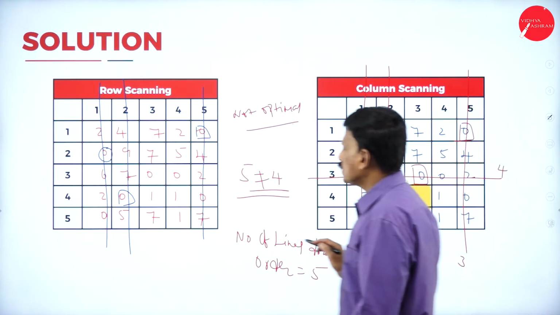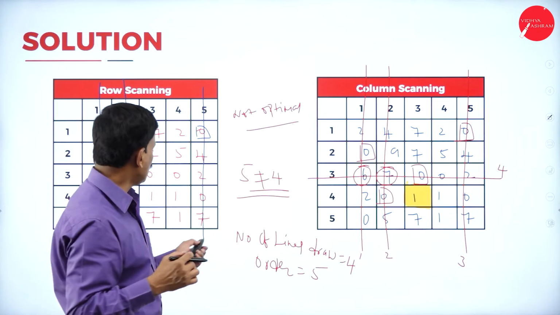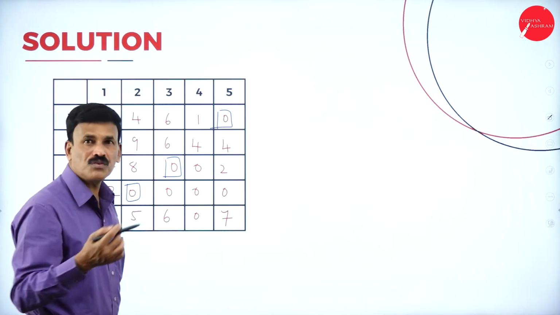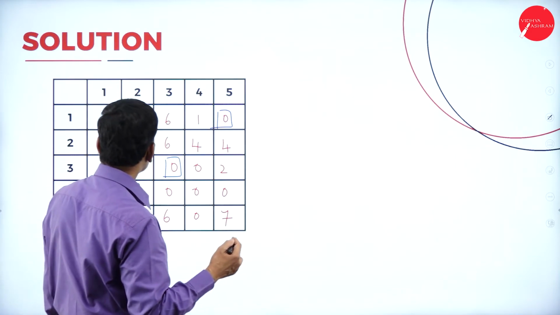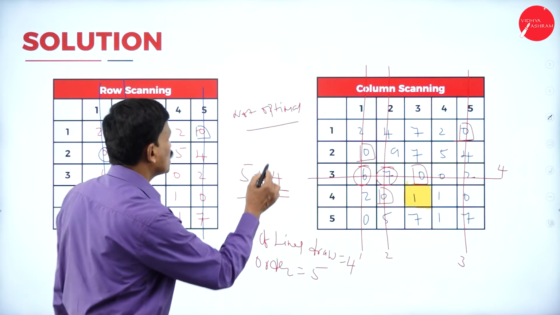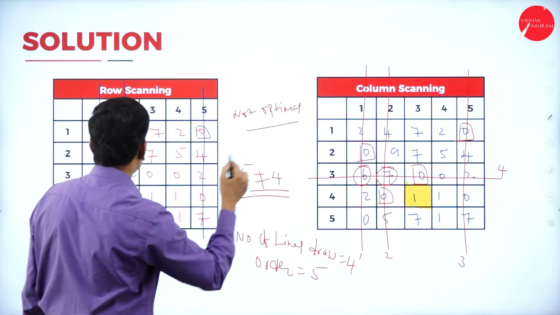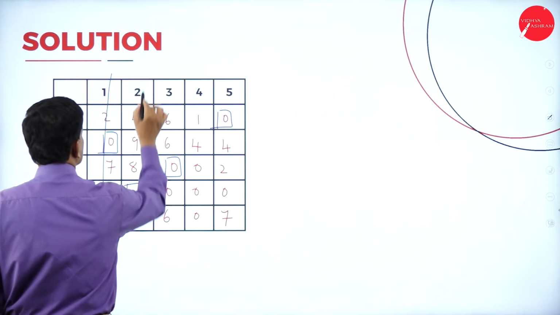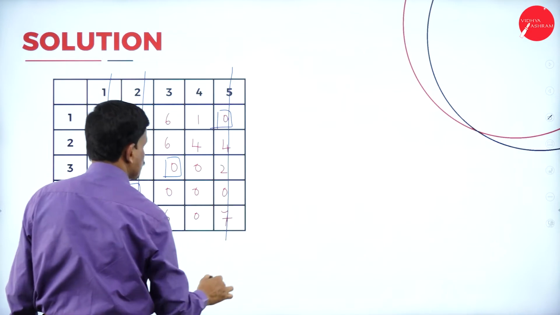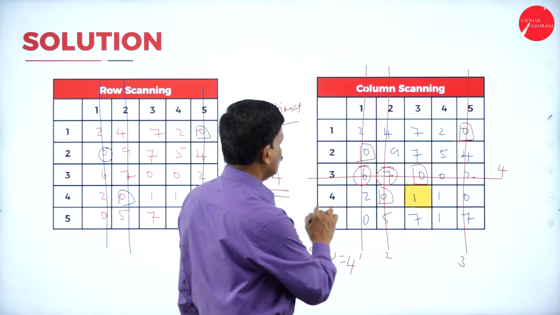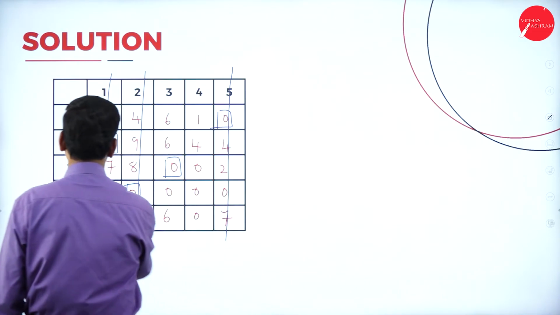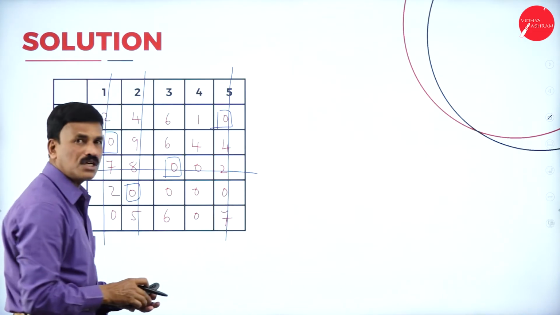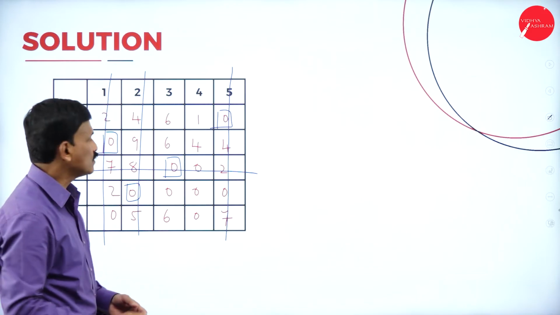Okay. Now, after finding the values, let us go for row scanning and column scanning. Already we have scanned. What are the lines we have scanned? First, second and last. Whereas in the column, we have scanned the third. Okay. Now let us go to the row scanning first.